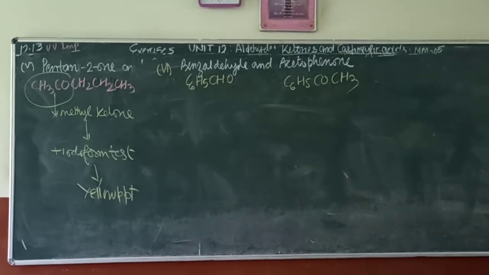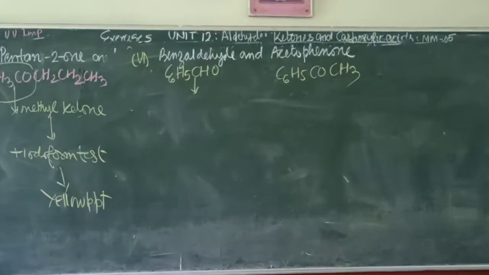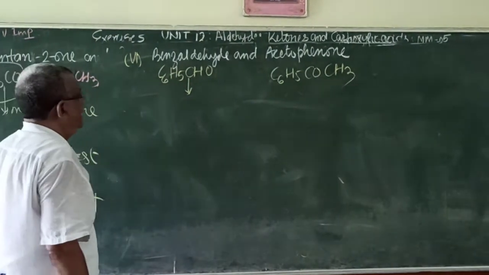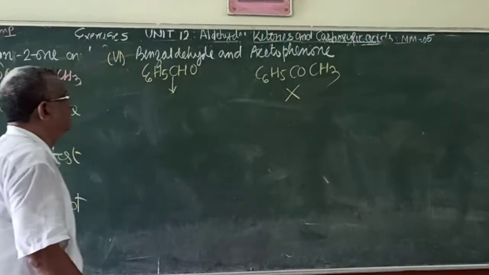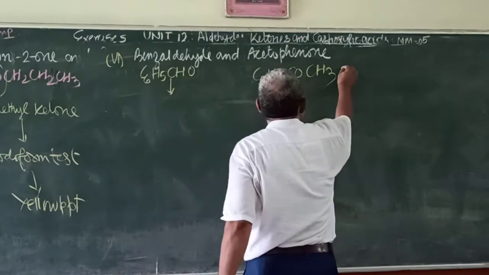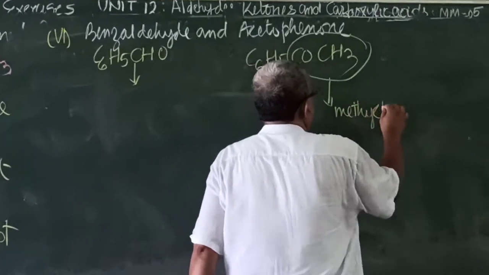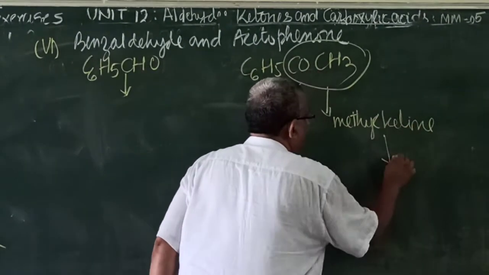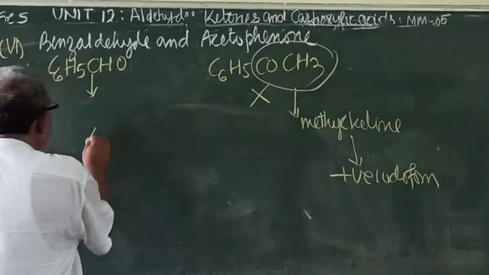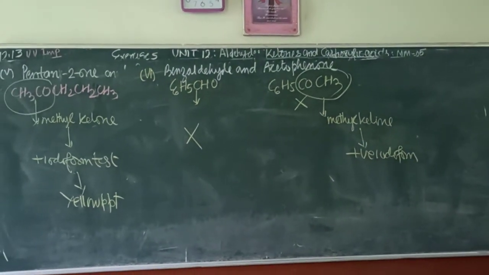Now, what happens here? This is benzaldehyde. Being an aldehyde, it will give a positive Tollens' test, that is, it will give the silver mirror test. Acetophenone will not give the silver mirror test. Now, acetophenone contains a methyl ketone, so it will give a positive iodoform test. Benzaldehyde will not give this test. So, this is the difference between benzaldehyde and acetophenone.